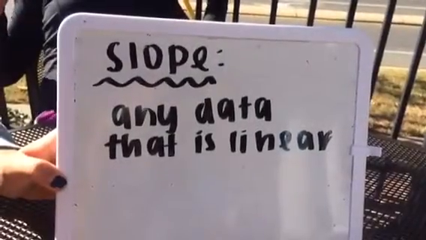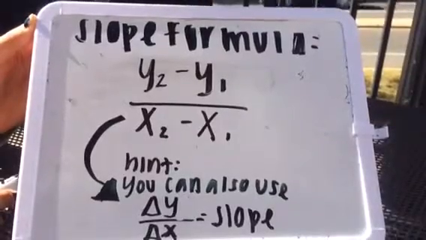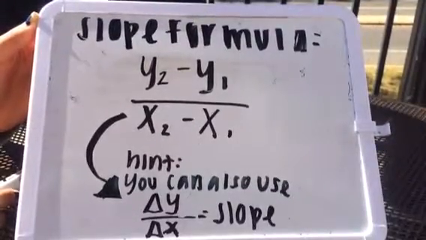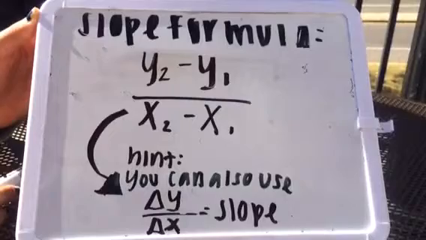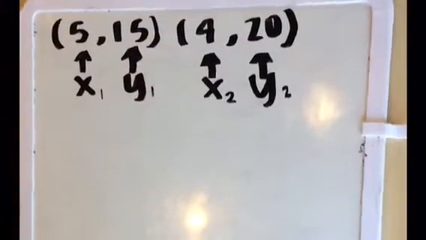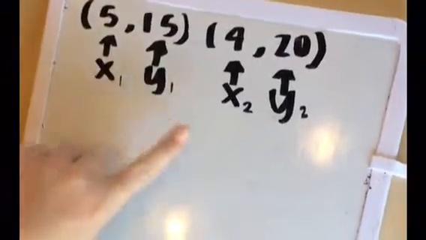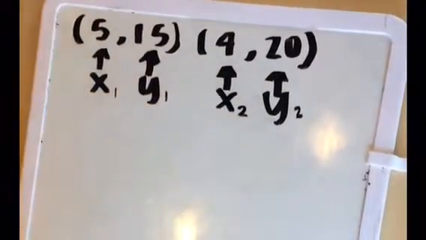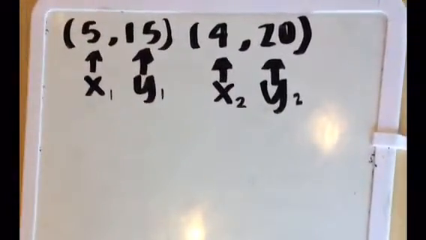Slope is for any data that is linear. Slope formula: y2 minus y1 over x2 minus x1. You can also use change in y over change in x. When you're given 2 points, you first want to find your x1 and your y1 and your x2 and your y2. It doesn't matter which one is which, but you want to stay consistent with your order.